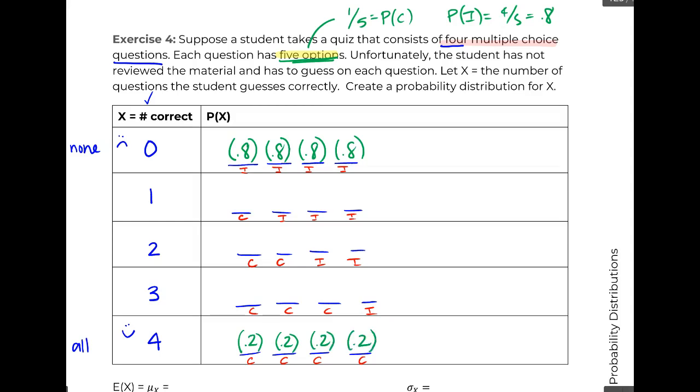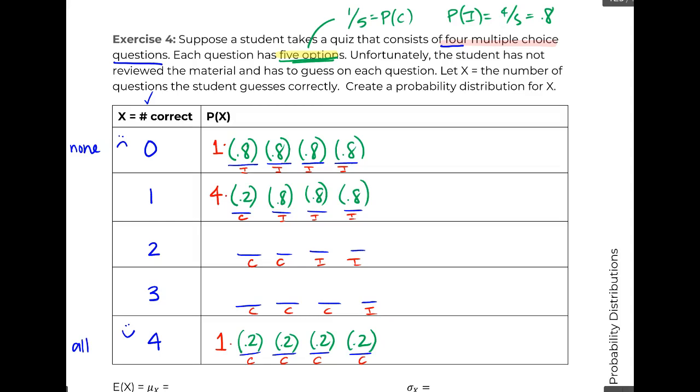Now the one thing we have to pay attention to, because this is basically a sampling question, right, is how many ways can these things be ordered? For none and for all, where it's all I's or all C's, there is only one way to order this. So we don't have to have any multiplier out in front, but we'll put a 1 there just to make sure everything stays pretty obvious. For getting 1, we've done this a lot when we get exactly one thing that we're looking for. This correct problem could have happened on number 1, 2, 3, or 4. So there's 4 ways for this to happen.